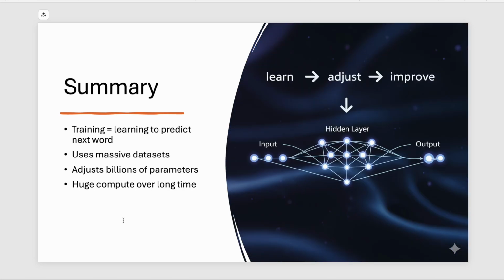So finally, we can summarize. In short, training an LLM is like teaching it to guess the next word in a sentence. It learns this from massive amounts of text, broken into tokens, adjusting billions of connections in its brain using enormous computing power. That's how it goes from raw data to something that feels like it understands language.